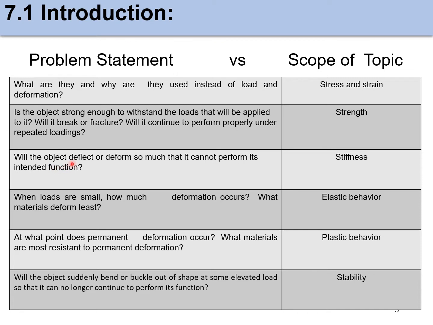Will the object deflect or deform so much that it cannot perform its intended function? We will look under the stiffness, when loads are small and how much deformation occurs. What material deforms the least? So that is elastic behavior. At what point does permanent deformation occur, and what materials are more resistant to permanent deformation? We will look into the plastic behavior.